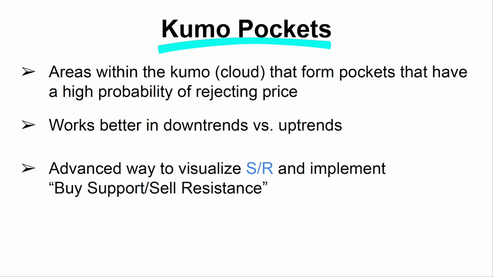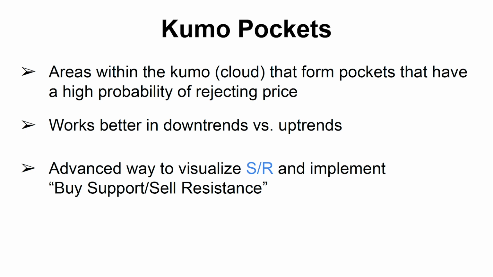Let's talk about Kumo Pockets for a minute. Kumo Pockets are essentially areas within the Kumo or cloud that form pockets. These pockets tend to have a high probability of rejecting price. Remember how I mentioned depletion factor? Well, the same principle applies here. The strongest rejection from a Kumo pocket will always be on that first test. The more a level or area gets tested, the weaker it becomes.